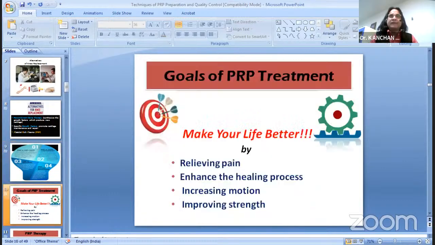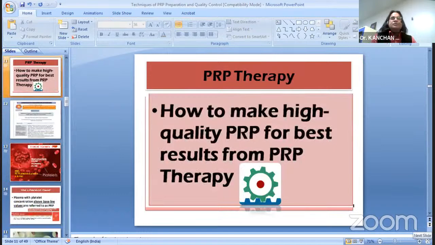This is very important. What is the goal of PRP treatment? It is a biologic treatment to make your life better by relieving pain, enhancing the healing process, increasing motion and improving strength. So how to make PRP, how to make high quality platelet-rich plasma for the best result from PRP therapy? How to make good PRP is the main question.